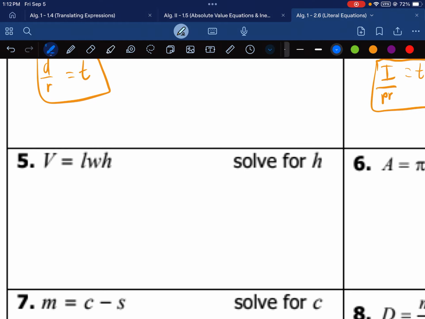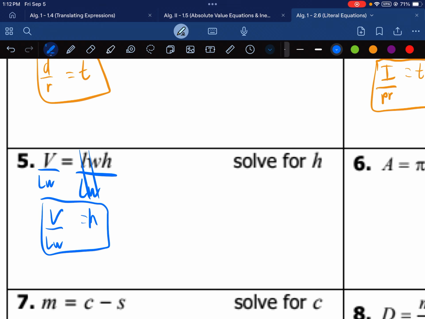Let's look at number 5 here. V equals LWH. We're supposed to solve for H. So H is being multiplied by L and W, so we undo that by dividing by L and W, and we end up getting just H. We divide the other side by the exact same things, and we end up getting V over LW equals H.